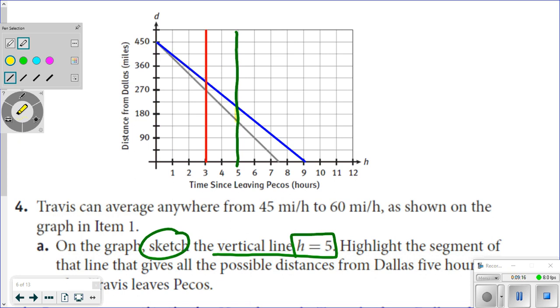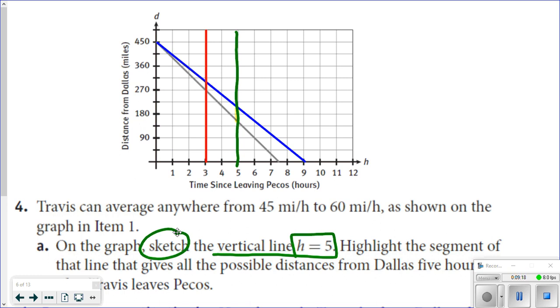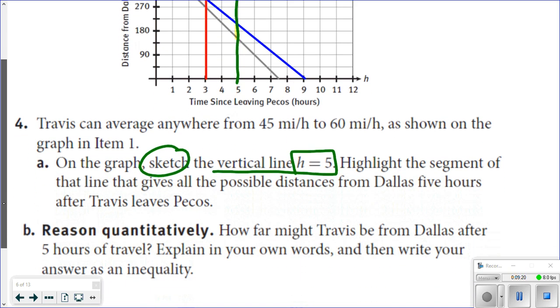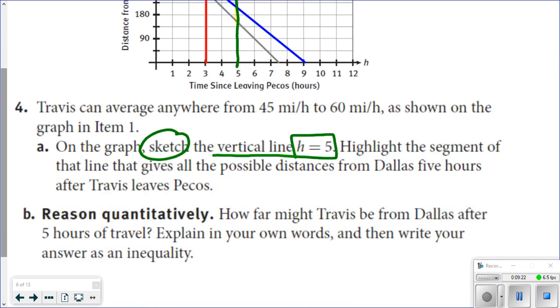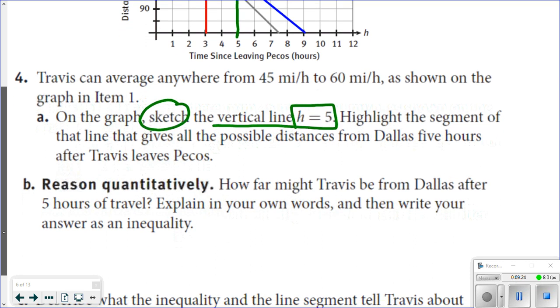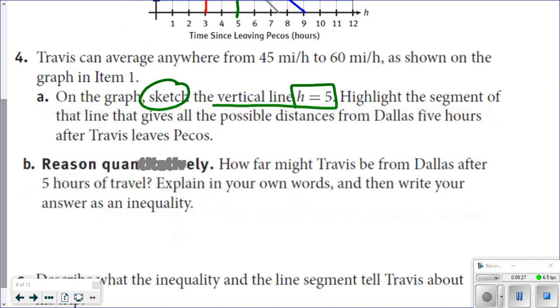Ooh, and these aren't perfect. This doesn't occur at a good intersection point, so you might have to guess. You might have to estimate, guesstimate. It's okay if my numbers are a little bit different than yours. That's okay. So go ahead and pause, and I want you to try these questions. You can do it.